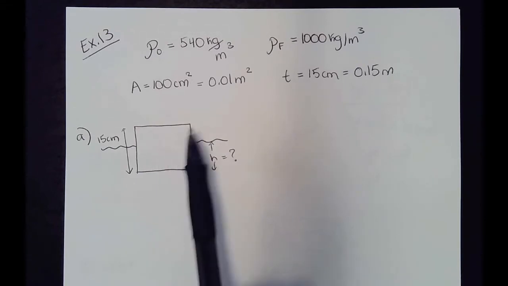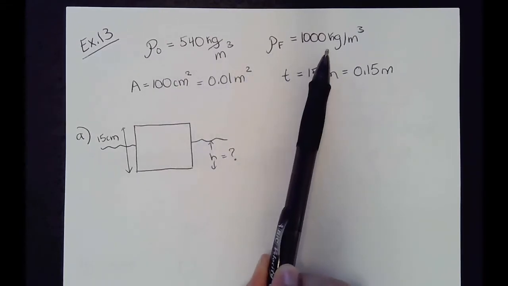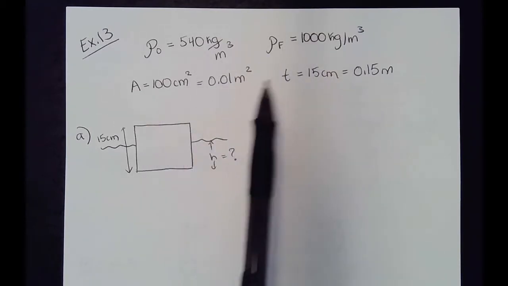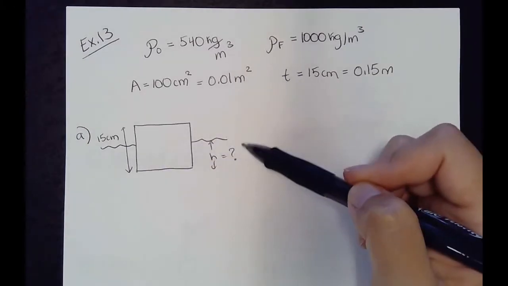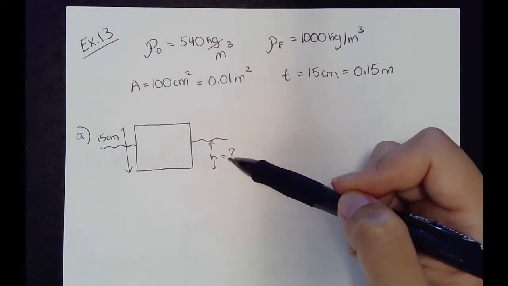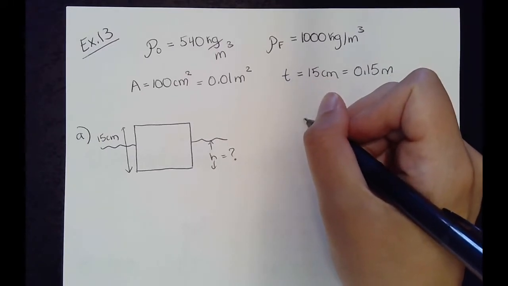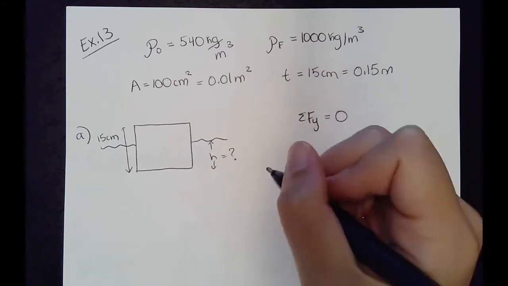All right, so it looks something like this. We have the density of the object, the density of the fluid, which is water, the cross-sectional area of this object, and then its thickness, which is 0.15 meters. So we're looking for the height that actually submerges into the water. You should start all of your buoyancy problems when an object is at rest with the net force in the y direction equals 0.